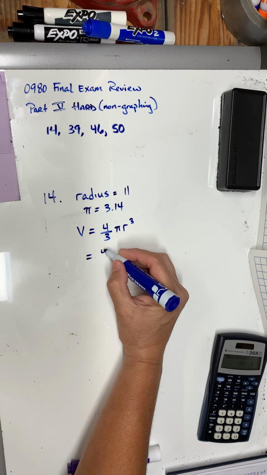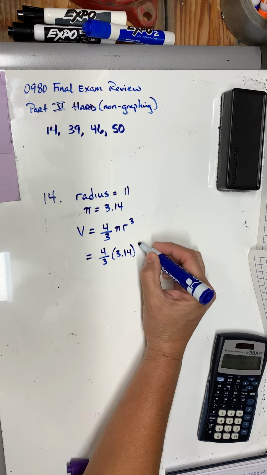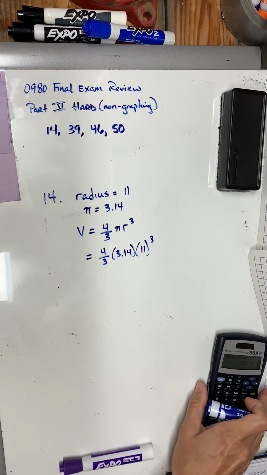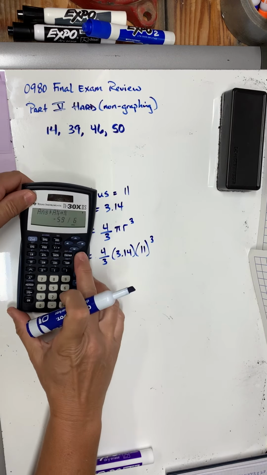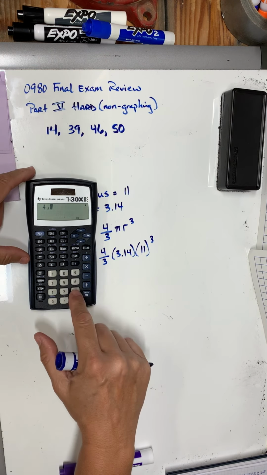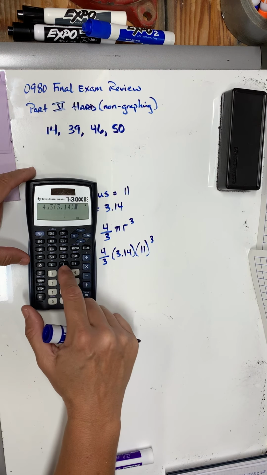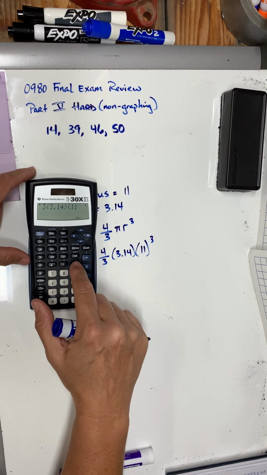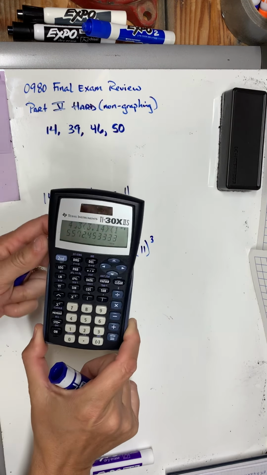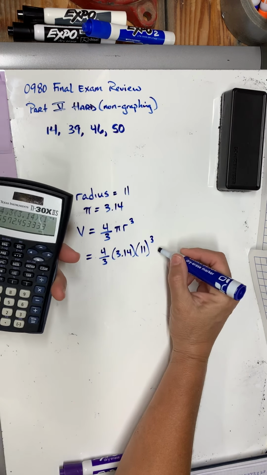So you can put 11 in for r, 3.14 in for pi. So this would look like this, 4/3 times 3.14 times 11 to the third power. Once you've got that, you can just type it into your calculator that way. So I've got 4 fraction 3, parenthesis 3.14, parenthesis 11, parenthesis raised to the third power. And I get 5572.5 because I want it to 1 decimal.